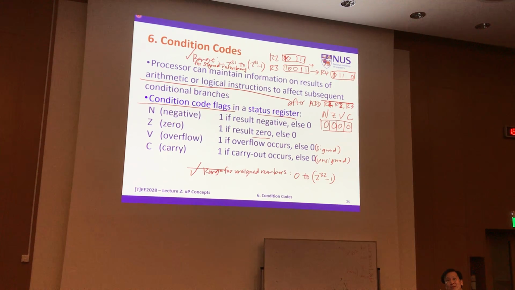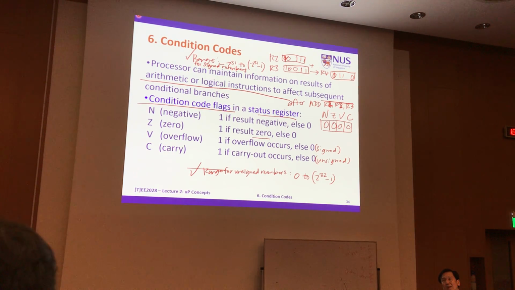Then it's up to you to interpret it. When you actually store the value inside, did you intend it to be a negative number or not? If you intend it to be a negative number, then whatever answer you get, you also have to check. Now, when you actually add the numbers together, and then you go and check the flags, right?